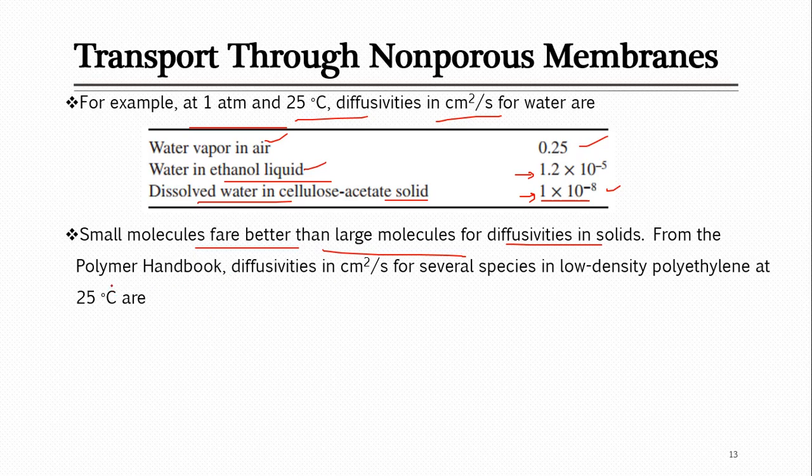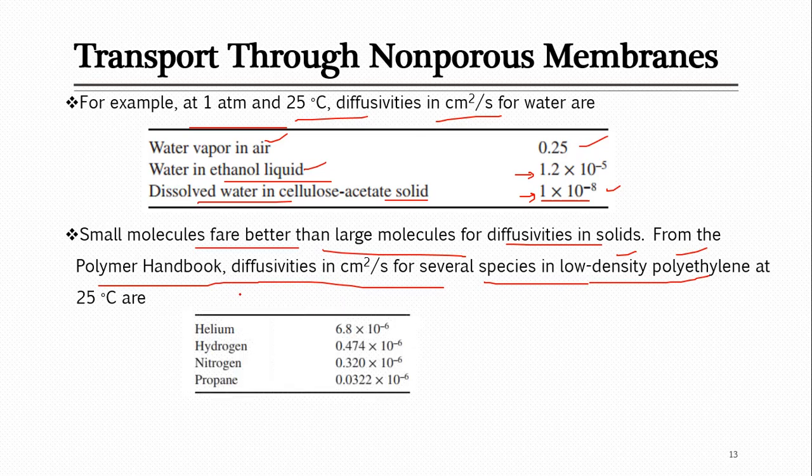For example, from one book, the Polymer Handbook, you have diffusivities of various hydrocarbons through low density polyethylene. This membrane is made up of low density polyethylene, and you are operating it at 25 degrees C. If you look at various chemicals, their diffusion through this membrane is different. For example, here you have helium, then hydrogen, then nitrogen and propane.